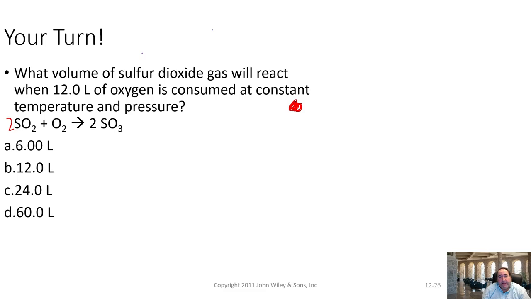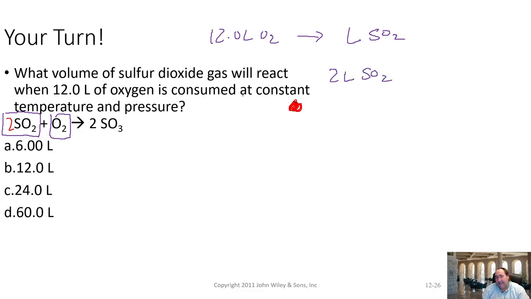We are given 12 liters of oxygen, and we really want to know how many liters of sulfur dioxide. So just like we would do in stoichiometry with a mole-to-mole relationship, we want to find the relationship between those two things from the equation. And we see from the equation that for every 2 liters of SO2, and once again, that just comes straight from the coefficient, we would need to put in there 1 liter of O2. So that's going to be equivalent to our mole to mole relationship that we do in a traditional stoichiometry problem.